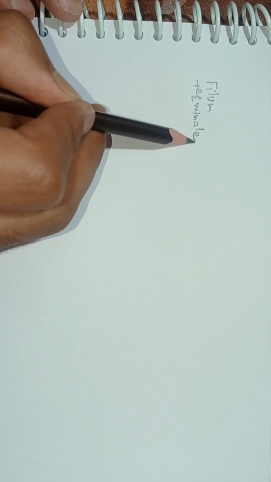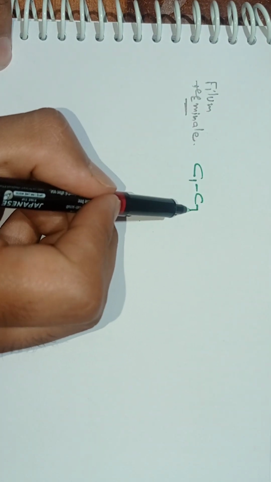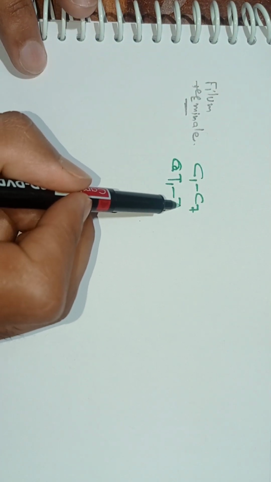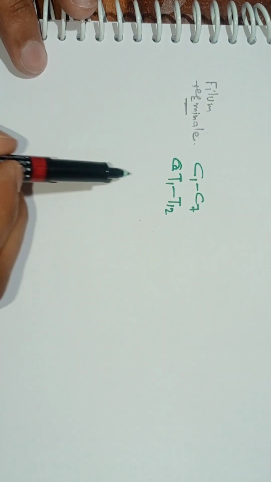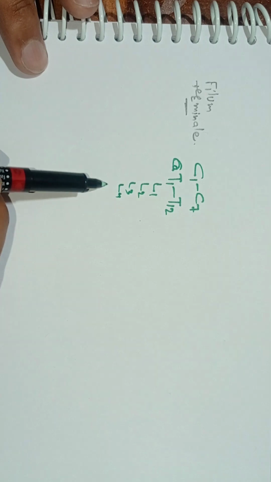Now let's talk about filum terminale. Filum terminale, very important. Before we study filum terminale, we should know all the vertebrae. We have C1 to C7 vertebrae. These are cervical vertebrae. I'm talking about the vertebrae of the vertebral column. Then we have T1 to T12, thoracic vertebrae. Then we have the lumbar, which are 5: 1, 2, 3, 4, and 5.